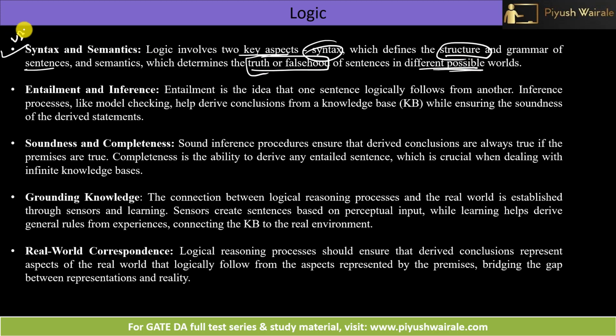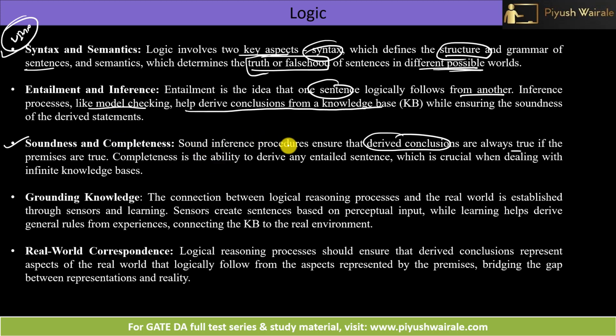Okay, so that is a very important point to note about syntax and semantics. Now entailment and inference. Entailment is the idea that one sentence logically follows from another. In the previous example we have seen that from two sentences we can conclude one sentence. Inference processes like model checking help derive conclusions from a knowledge base while ensuring the soundness of a derived statement. A sound inference procedure ensures that derived conclusions are always true if the premises are true. Completeness is the ability to derive any entailed sentence, which is crucial when dealing with infinite knowledge bases. As of now, just go through these points. We'll discuss them one by one as we go through the course.